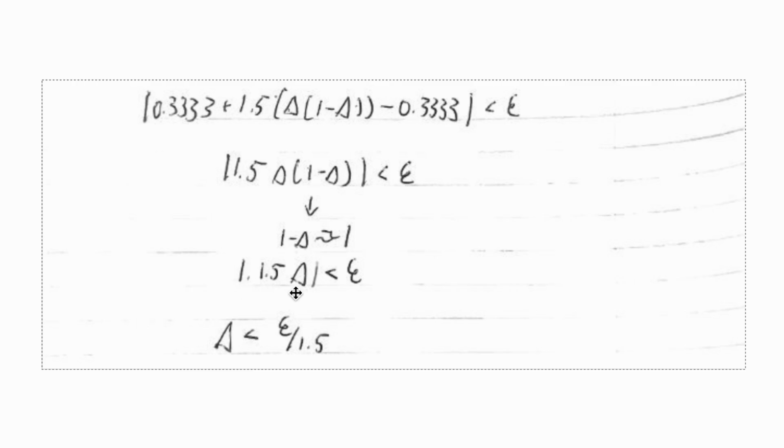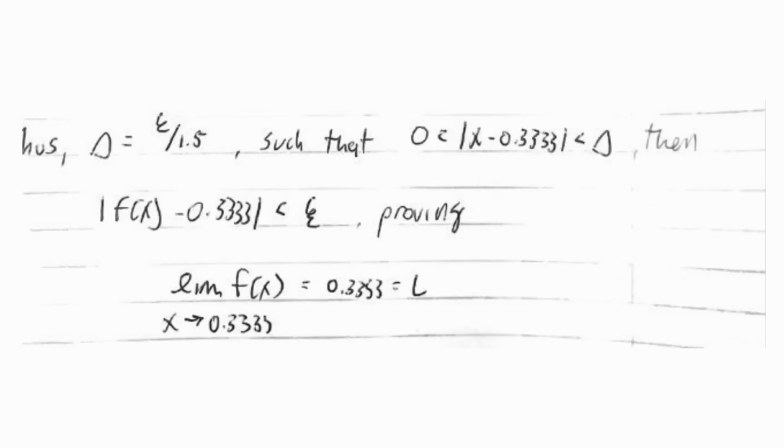And then that will finally bring us to almost the finish line, where we'll have the absolute value of 1.5 times delta, which is less than epsilon, and then we're going to solve, quote unquote, for delta, and then we'll finally get this value of delta is less than epsilon over 1.5. So thus, if we can choose to set this value equal to epsilon over 1.5 for delta, we can satisfy the definition of the limit.